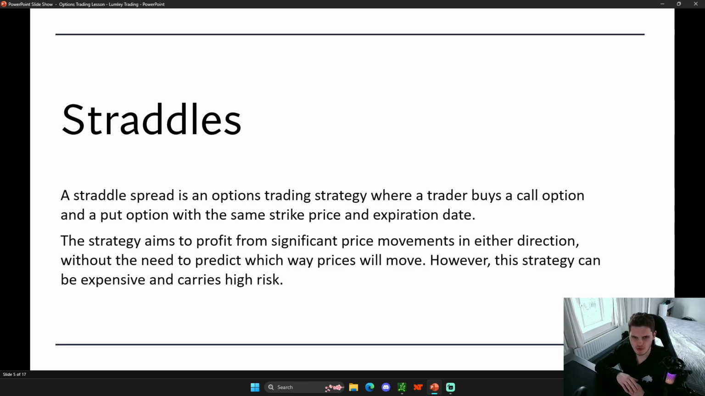Now you may be thinking, why would you want to do this? Isn't that just hedging each other out? Yes, it does somewhat, because as the call rises in price, the put will lose, and obviously the other way around. But what you're expecting with the straddle is that if it moves, for example, to the upside, you expect the call to make more money than the put loses.